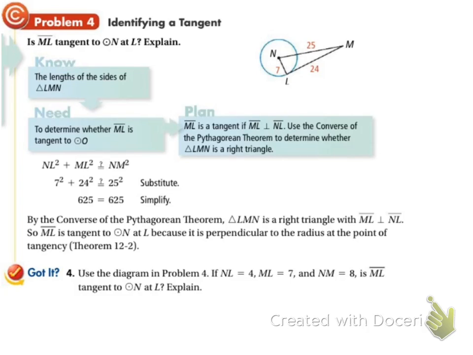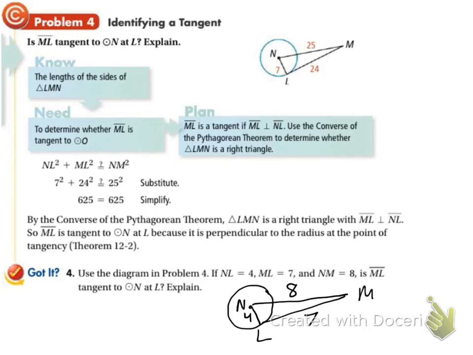I'm going to do my best to sketch it. And we're checking to see, is ML tangent to circle N at L? So let's see what that means. This is M and this is L. So we're told that NL is 4, that ML is 7, and that NM is 8.